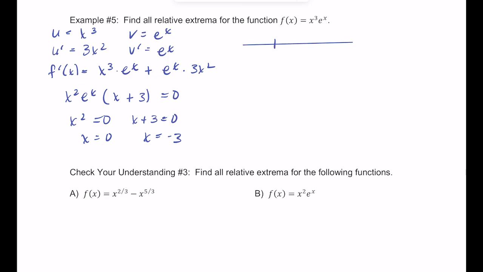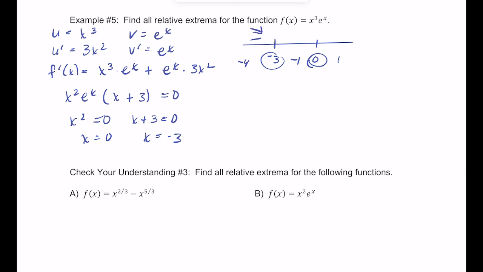Okay, so let's plot them on the number line and pick some test points. So maybe we'll pick like negative 4. Let's see, negative 1's an easy one to plug in, and positive 1. And plug it into the derivative and check the signs. So if I plug a negative 4 in here, I don't have to worry about the e to the x. That's always positive. Negative 4 plus 3 is negative 1. A negative 1 times a positive is going to be a negative. So my function is going to decrease from negative infinity to negative 3.